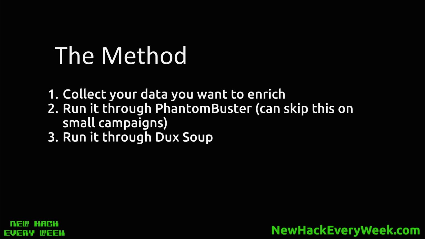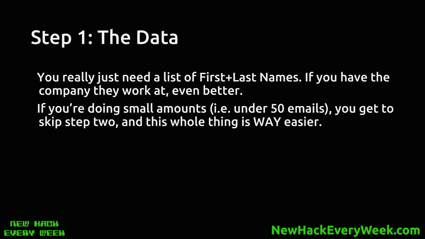So step one's the data. Really what you need is a list of first names and last names. Pretty simple. If you have the company that they work at, even better. You're going to get a higher match rate, a higher success rate. It really depends whether you're going for a volume play or you just want to get a few people's personal emails. I've seen different use cases for this, and it just depends on the scale that you want to do this at. If you're doing small amounts, like under 50 emails, then you get to skip step two.